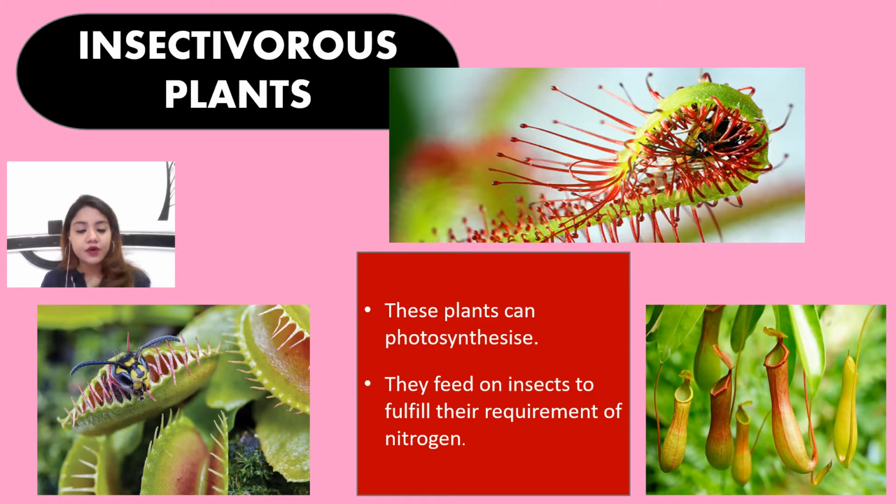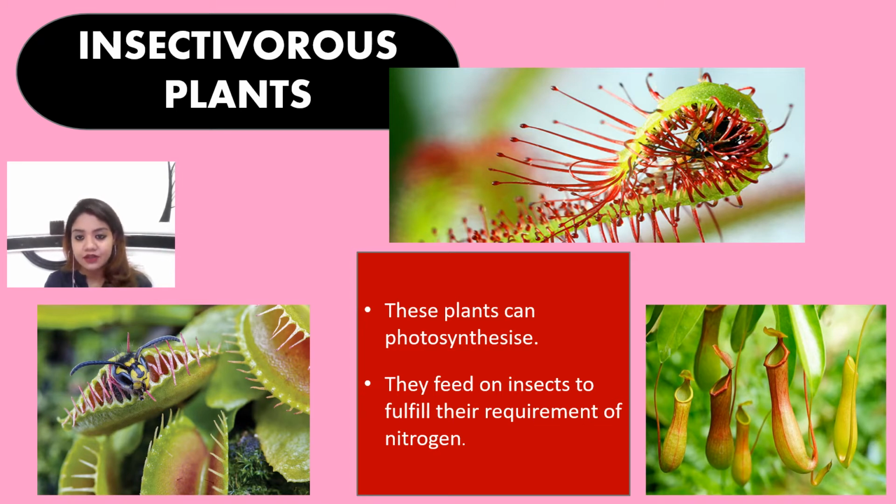The next type of plants are the insectivorous plants. Remember, these plants can photosynthesize, so they are capable of making their own food. Now the question is, why do they feed on insects then? They actually feed on insects to fulfill their requirement of nitrogen, because they grow in soil which is deficient in nitrogen. So they feed on insects to fulfill their nitrogen requirements.